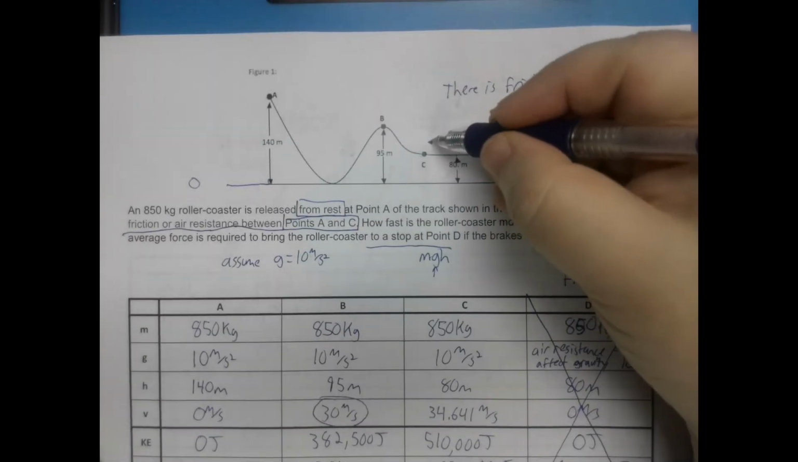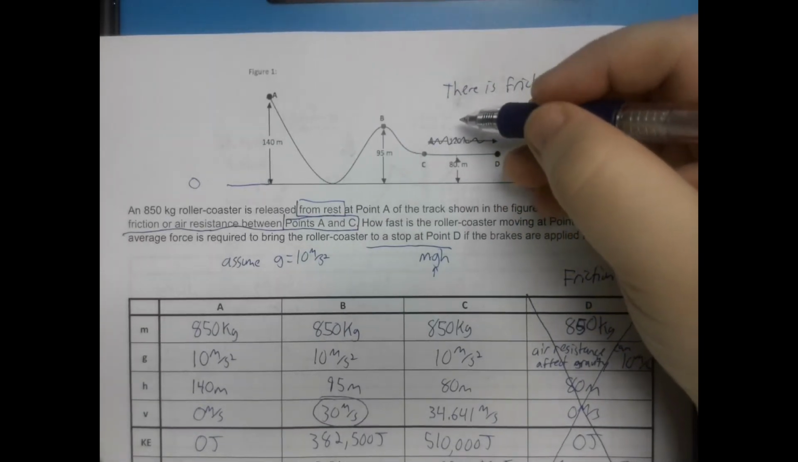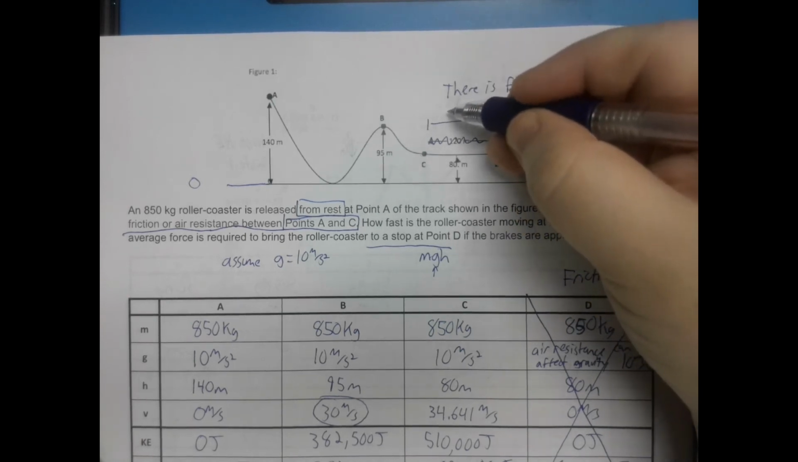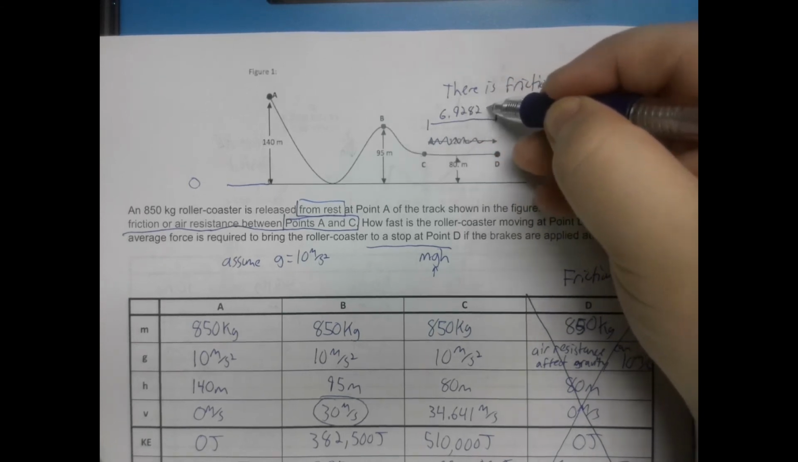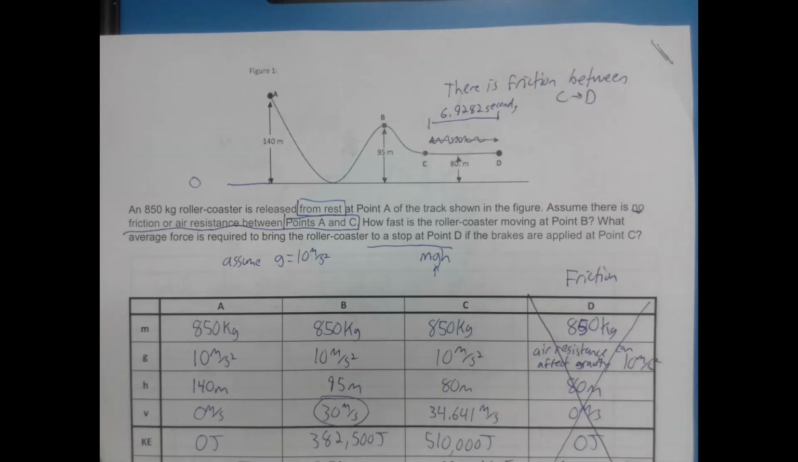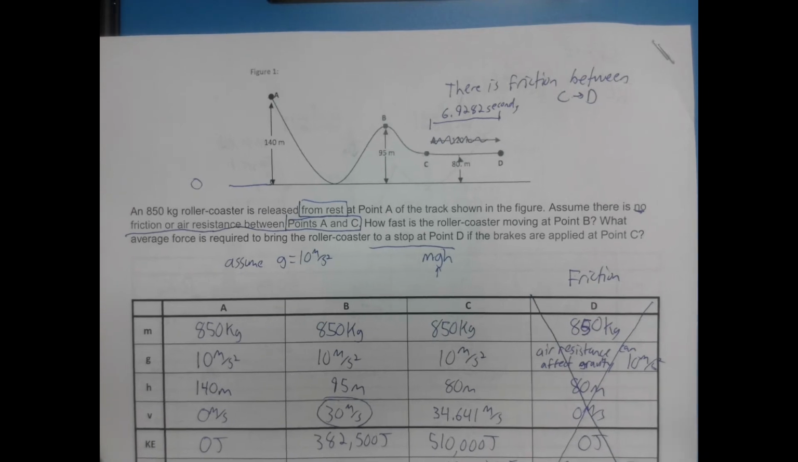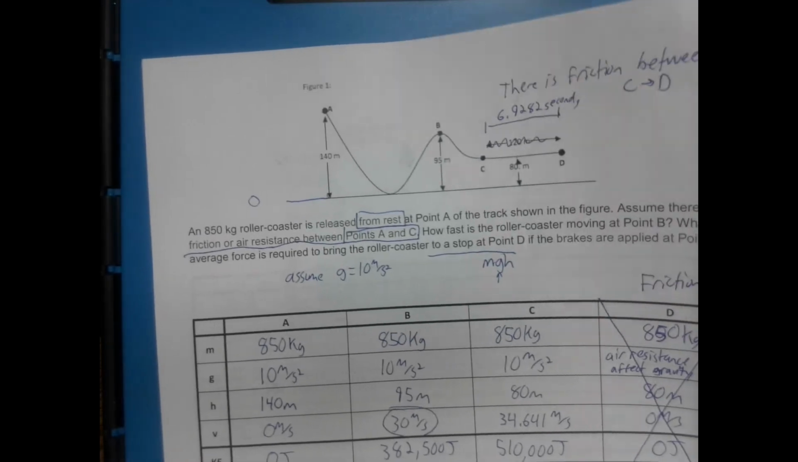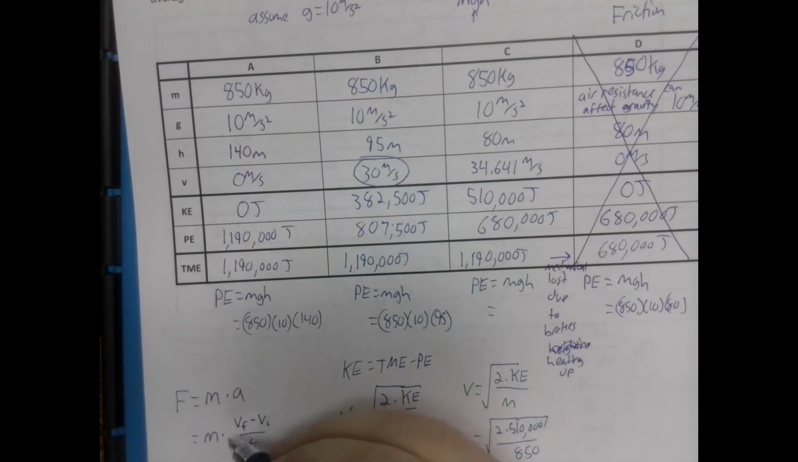So I'm going to add this, remove the 120, and put that the time between here and here took 6.9282 seconds. The roller coaster stopped in 6.9282 seconds. Now we can plug it into this equation.